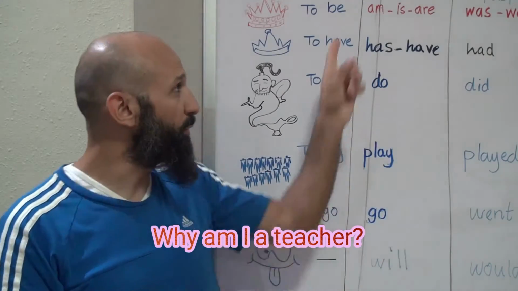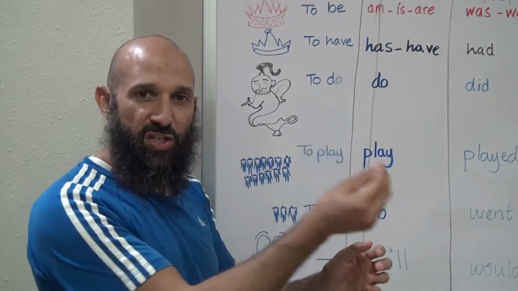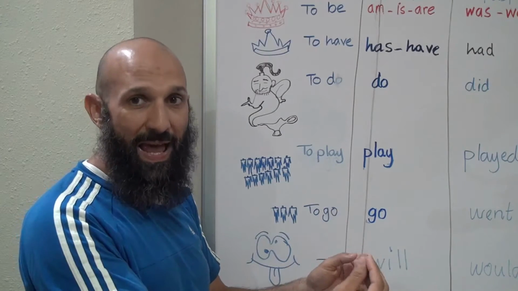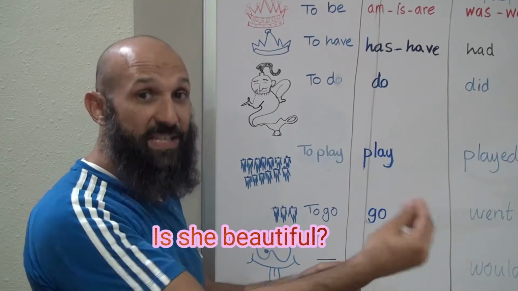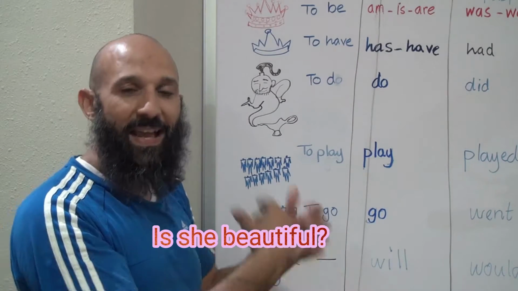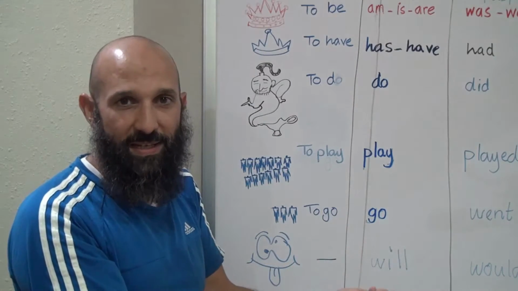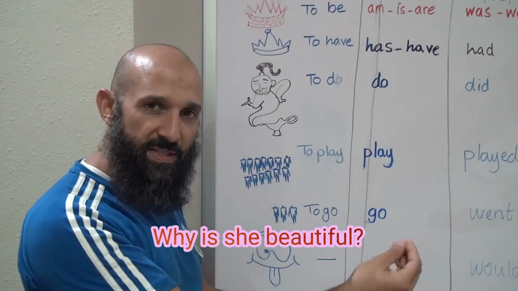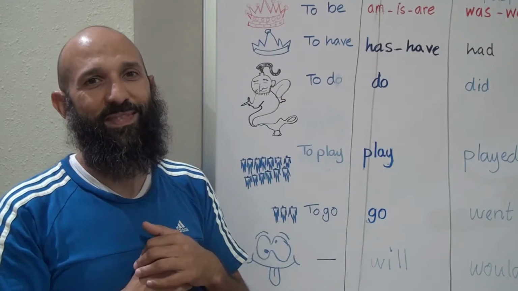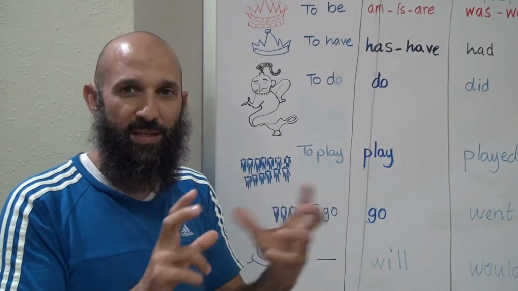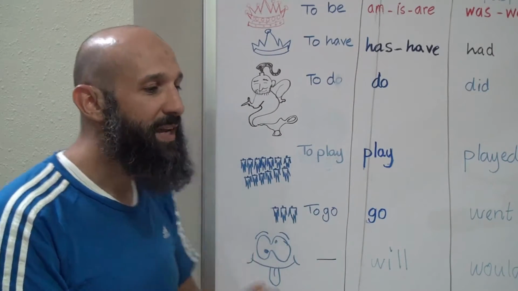For another example, for the king, she is beautiful. The hal question, there is no question. Is she beautiful? And if you want to ask a WH question, why is she beautiful? For example, okay? Or any other word depending on the question.